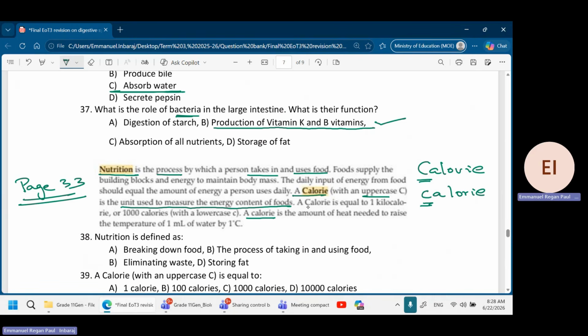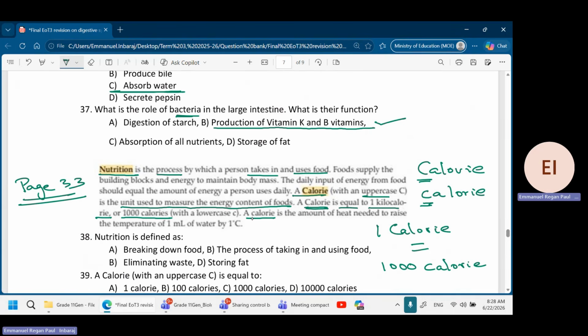And then one capital C Calorie, that means uppercase C Calorie, is equal to 1 kilocalorie or 1000 calories. So remember this, I'm writing it here. 1 Calorie is equal to 1000 calories with lowercase. So remember this, okay?